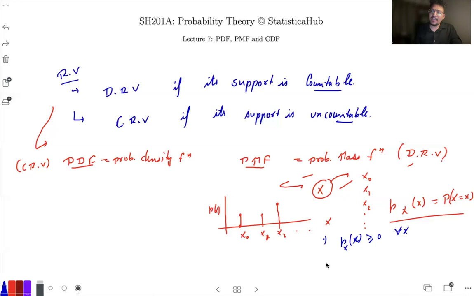Moving ahead, the second rule is that the summation of the probability function for all the possible values of x will come out to be 1. Probability won't be more than 1. Okay, that's how we are going to define the probability mass function.